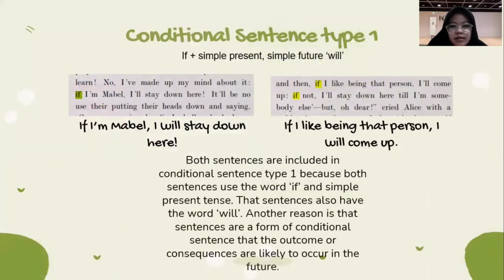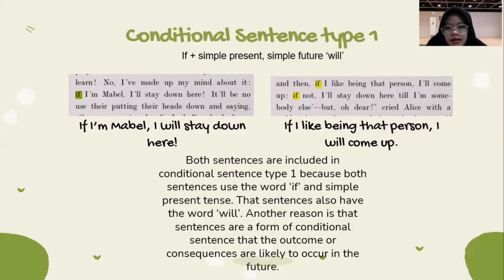The next is conditional sentence type 1. The sentence has the pattern: if, plus simple present, simple future will. The first sentence that I found is, "If I marble, I will stay down here." The second is, "If I like being that person, I will come out."